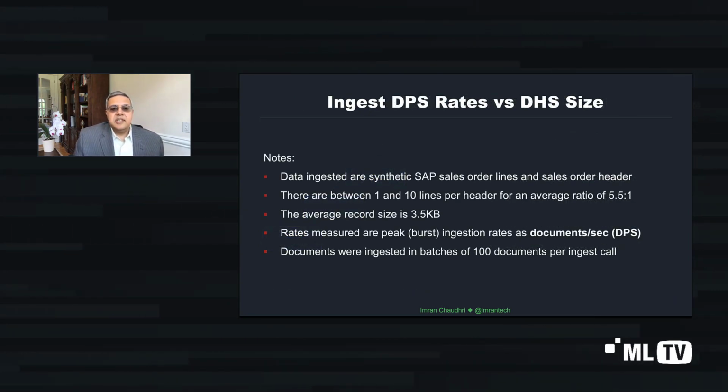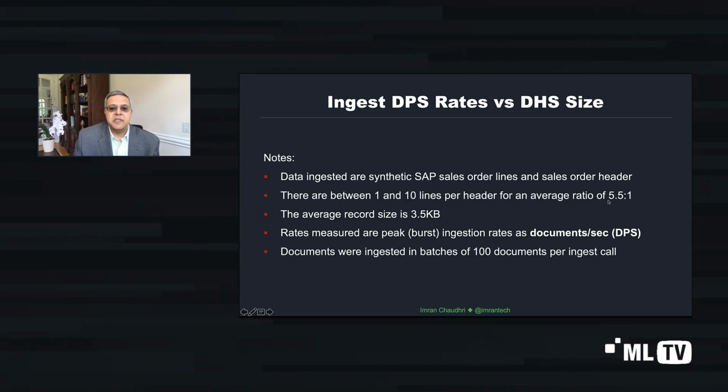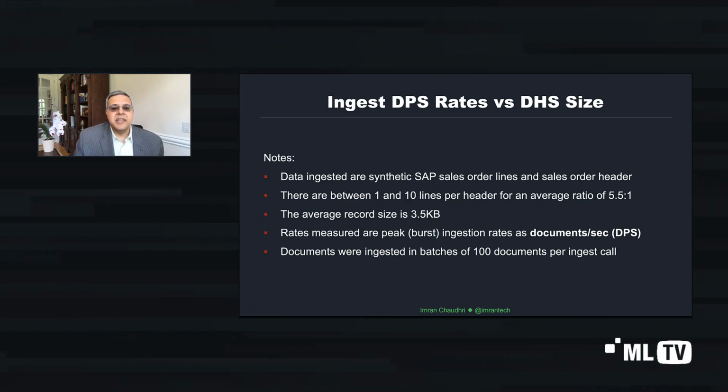For the ingestion testing, what we did is we generated synthetic SAP sales order lines and headers. We had between 1 and 10 lines per header for an average ratio of 5.1 lines per sales order. The average size of the sales order record and the sales order line records was about 3.5 KB. And then we measured the peak burst ingestion rates as documents per second. Because we were using the REST API, we wanted to be efficient about it. We sent in micro batches of 100 documents at a time.